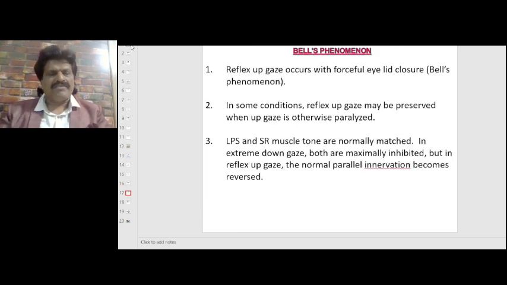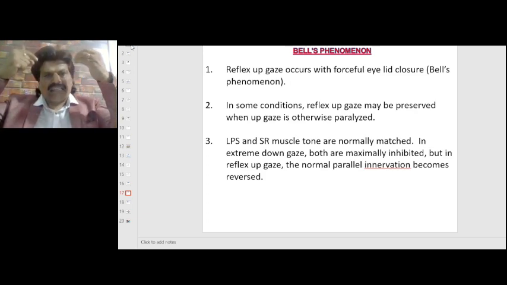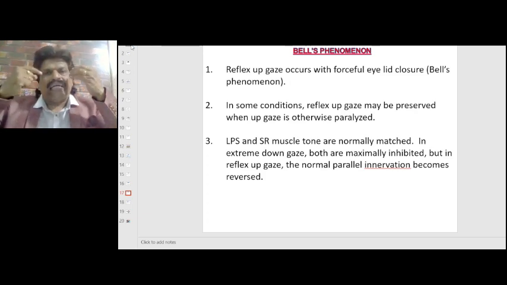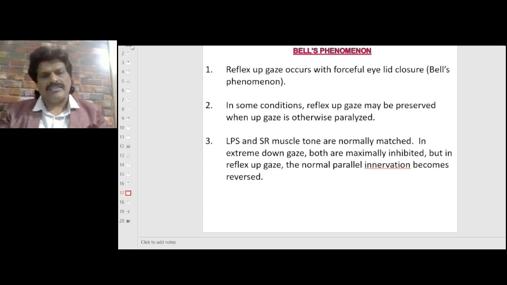Bell's phenomenon, very interesting. When you attempt to close the eyelids, the eyeball moves upwards. What is the explanation? It is a reflex: reflex upgaze occurs with forced eyelid closure. This is known as Bell's phenomenon. In some conditions, reflex upgaze may be preserved when upgaze is otherwise paralyzed.